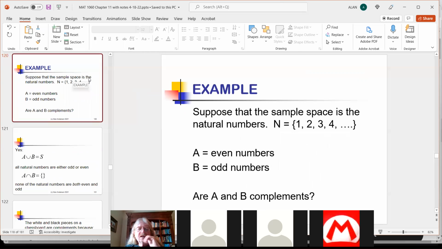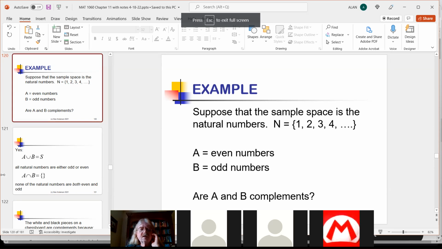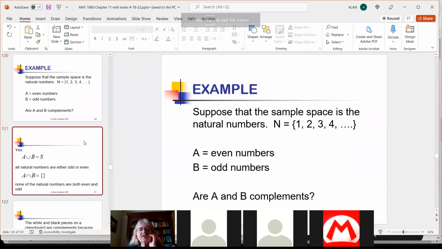Now, how about this one? Our sample space is the natural numbers, which you recall from way back in the beginning is 1, 2, 3, 4, et cetera, et cetera. If A represents the even numbers and B represents the odd numbers, are these two events complements? Well, based on the same logic, the answer will prove to be yes. Because their union, the union of A and B, is the entire sample space of natural numbers, but they don't overlap. Okay, so that tells me right away they must be complements. All right, so let's look at the next slide and see the proof.